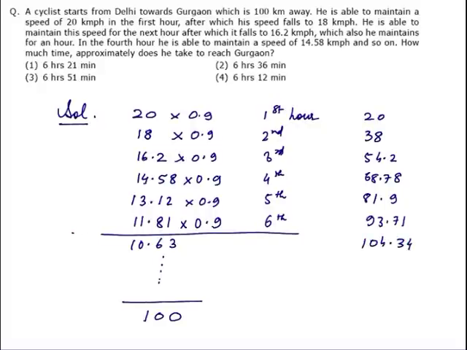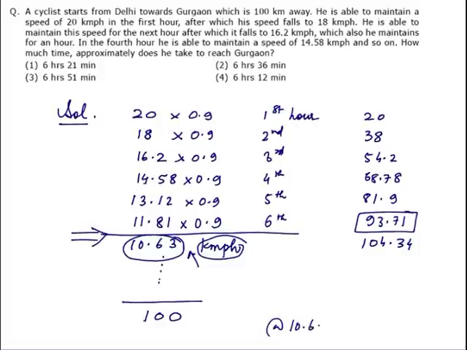So after the sixth hour, and that is obvious because all the four options also tell us the same thing. But here, after the sixth hour, the speed is 10.63 kilometers per hour. We are moving at this particular pace, and 6 hours are gone. And we are left with 100 minus 93.71. So at the speed of 10.63 kmph, we have to now cover the remaining distance. If you calculate it, that value will come to be around 36 minutes. That is our answer.